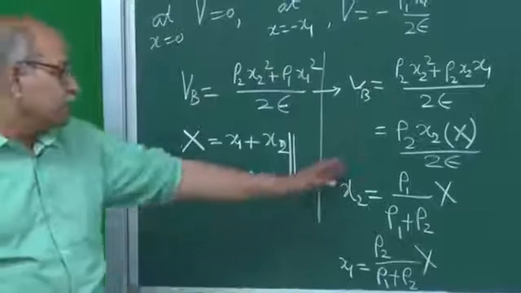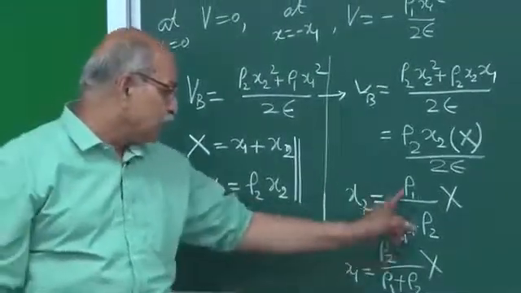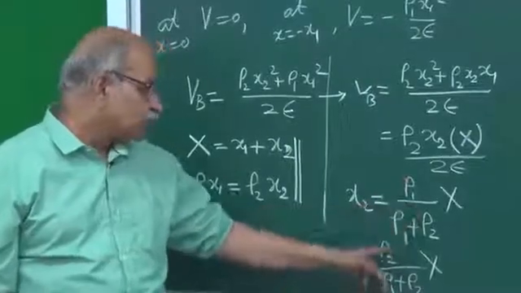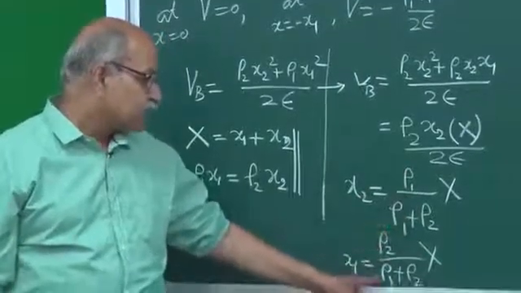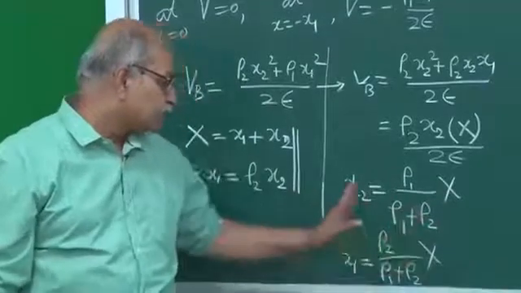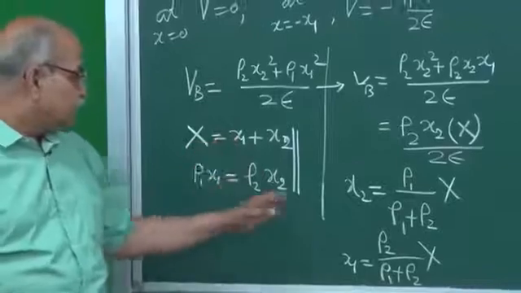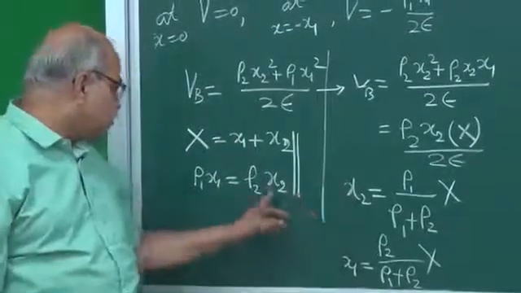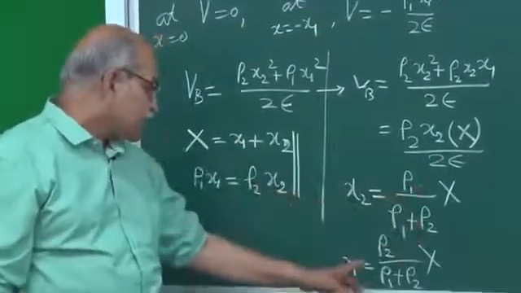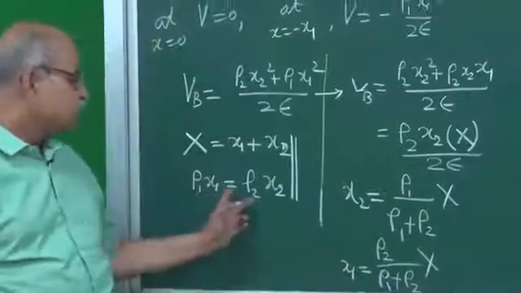Okay. If you add these two, what happens? You will have rho 1 plus rho 2 in the numerator, which will cancel this rho 1 plus rho 2 in the denominator, and it will be x. So x1 plus x2 is capital X, this equation. And if you multiply this x2 by rho 2 and this x1 by rho 1, they become the same. So rho 1 x1 is rho 2 x2.